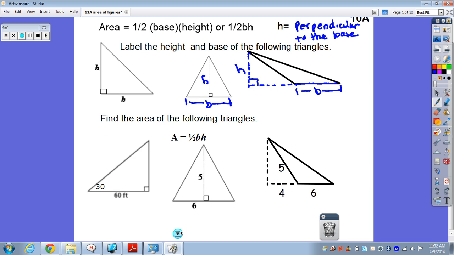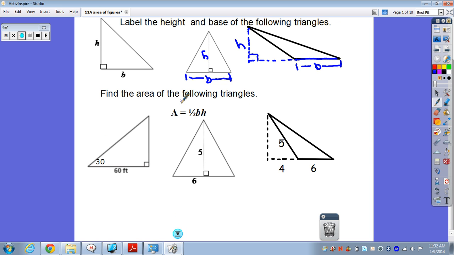So these three examples, we're going to find the area of the following triangle. Again, we have the formula. If they don't give it to you on the page, then you look on your formula sheet. So we need 1/2 base times height. This is a right triangle, so 60 is my base, and then this missing side is my height. So I need to find that.